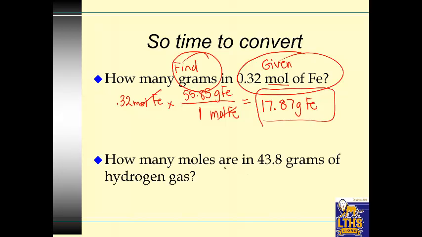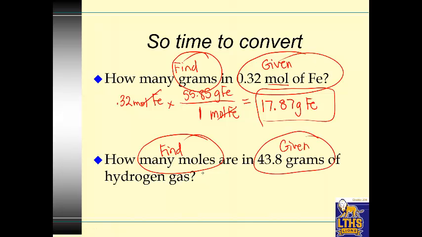Okay, how many moles? So find moles given grams. Okay, grams of what? Hydrogen gas. And don't forget that hydrogen gas is H2 because it's a diatomic element. So we start with the given 43.8 grams of hydrogen gas. And we need to change grams of hydrogen gas into moles of hydrogen gas. How do I know? Given, find. Given, find. And we're going to end up with moles of hydrogen gas, which is what we're looking for.